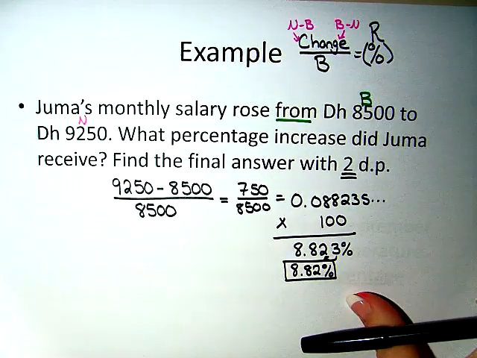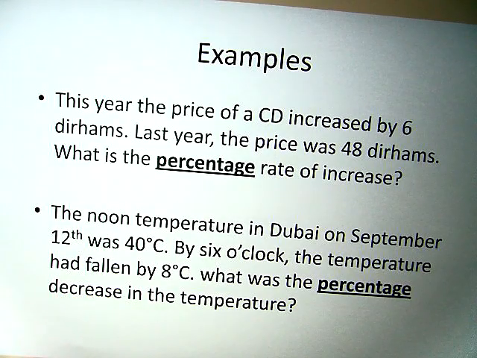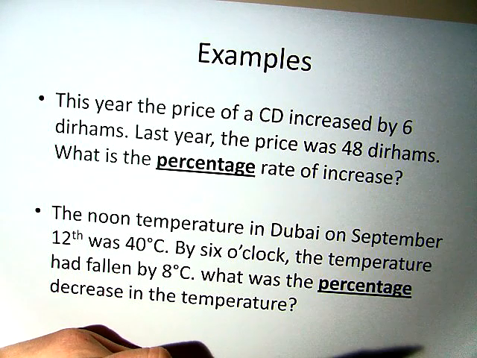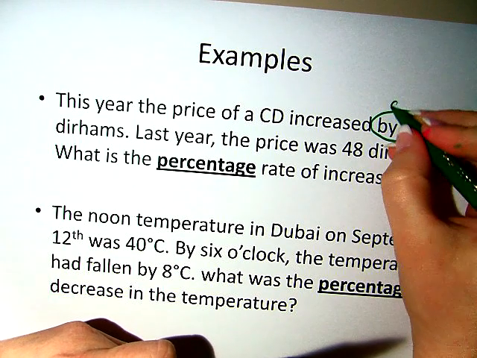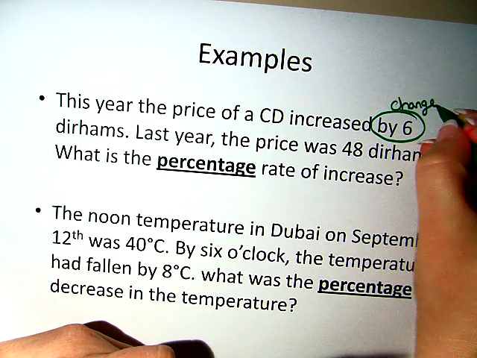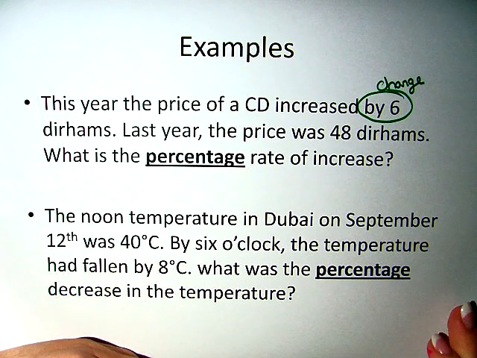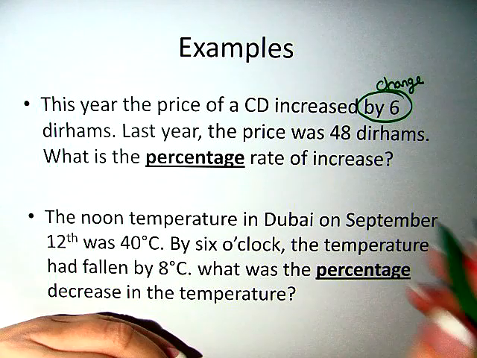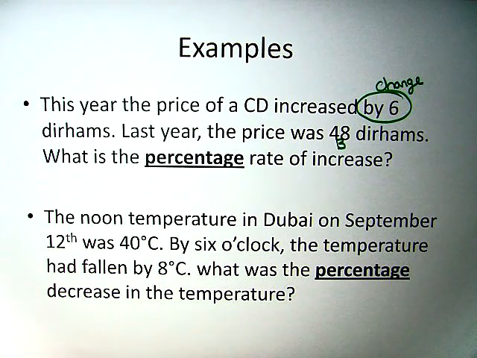Okay, let's look at another one, just so we can make sure that we have this down before moving on. This year, the price of a CD increased by 6 dirhams. So what it's saying is that this is already our change. We don't need to find the change from this point. We know last year the price was 48 dirhams, so this was our base number. What is the percent rate of increase?